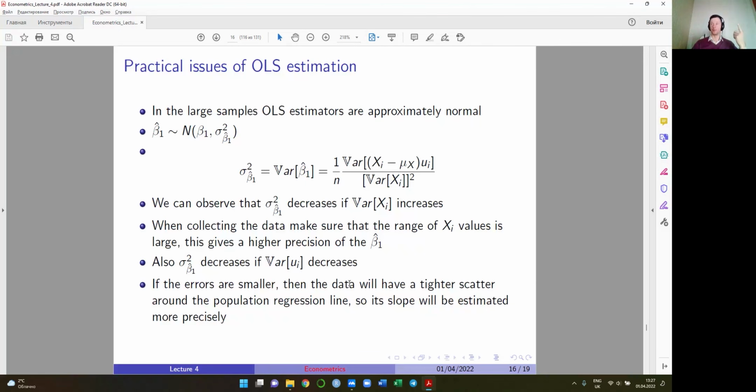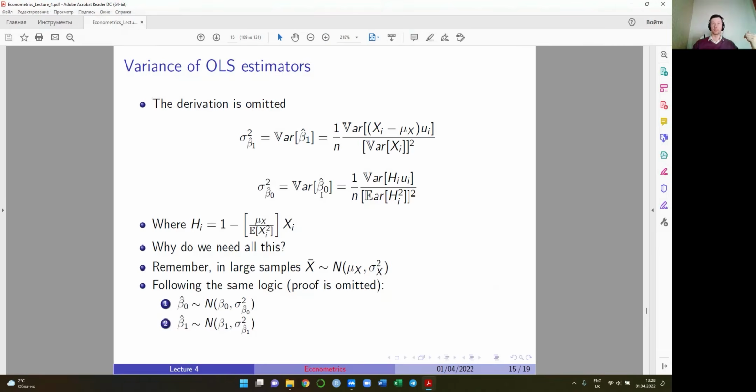First of all, we want the spread of x to be large. Second, observing the scatter plot, we want it to be tightly distributed around the line. If it's too wide, then the variance of beta 1 hat is going to be large, and the precision of our calculation is going to be small.